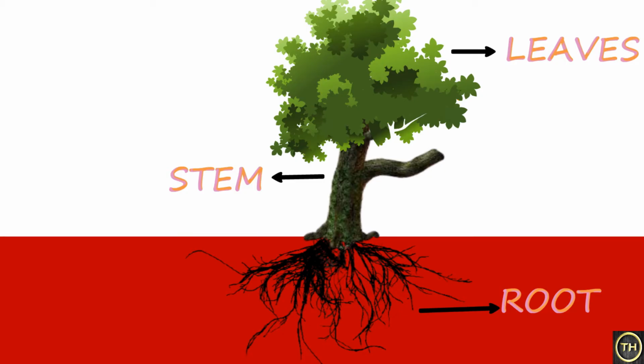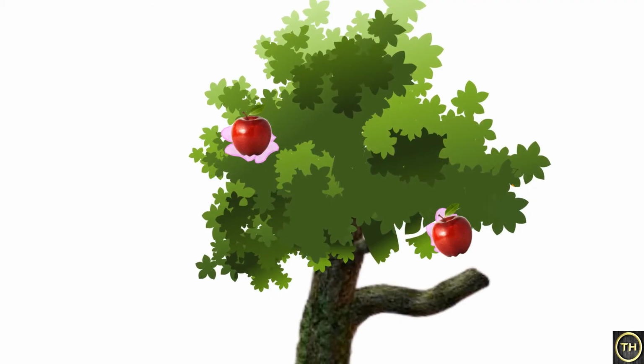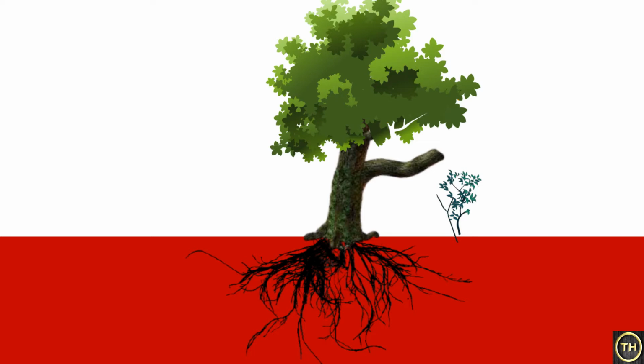From time to time, plants bear flowers for reproduction. Flowers are transformed into fruits. Fruits have seeds and seeds give rise to new plants. Now we will learn the structure of a plant in detail.